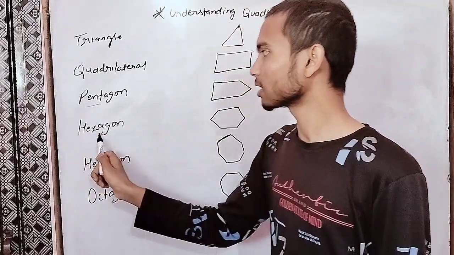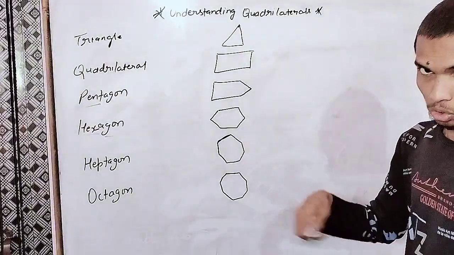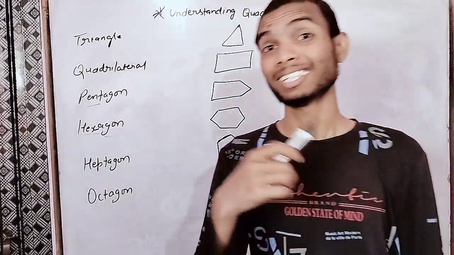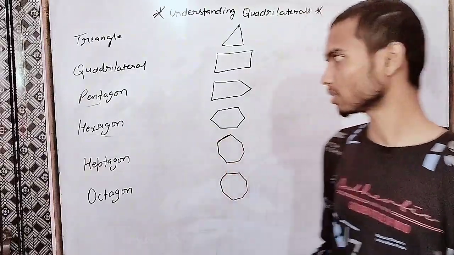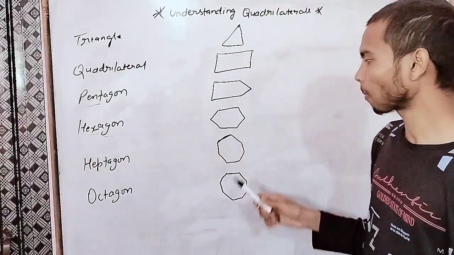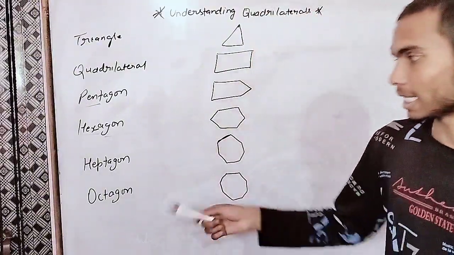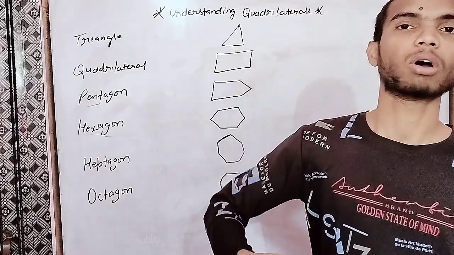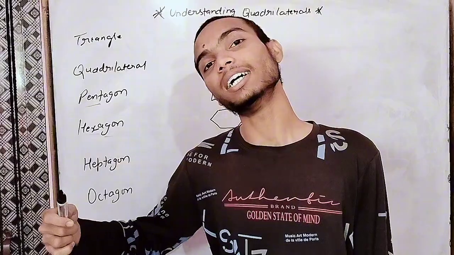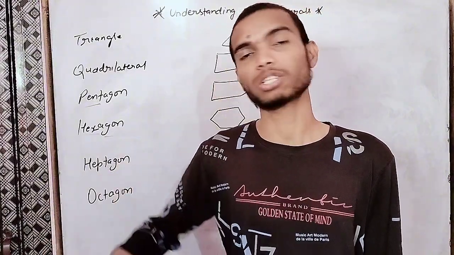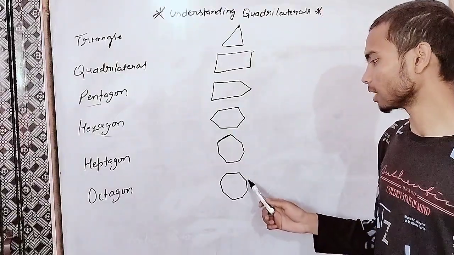Okay, hexagon, of course six. One, two, three, four, five, six. So a hexagon has six line segments or six sides. A heptagon has seven line segments or seven sides. An octagon has how many? Eight. Octa, eight. So eight sides, otherwise you can say eight line segments. 1, 2, 3, 4, 5, 6, 7, 8.